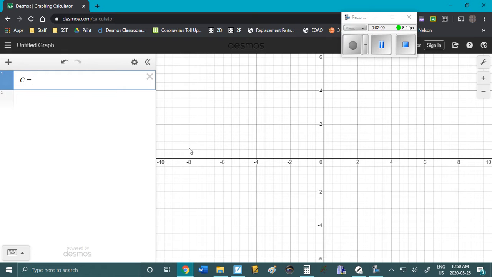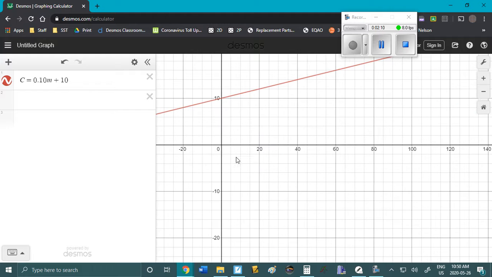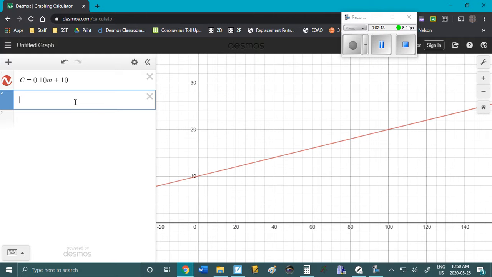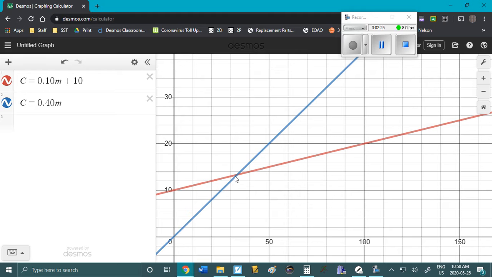So let's plot them. We've got C equals 0.10 m plus 10. Okay, let me just squish this. And then we've got C equals 0.40 m. And you kind of saw this the other day. So plan 2 is blue. So obviously for 0 minutes down here, plan 2 is going to be cheaper. But if we're way up here, if we're at like 50 minutes, then plan 1 is cheaper. And you can see the red line is now below the blue line. So past this point, you're better off with the red plan.